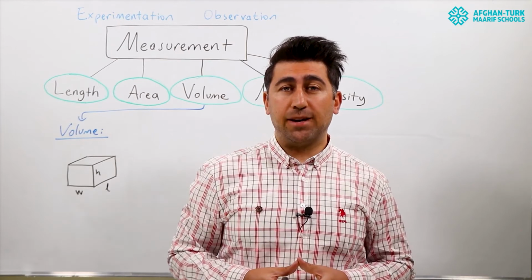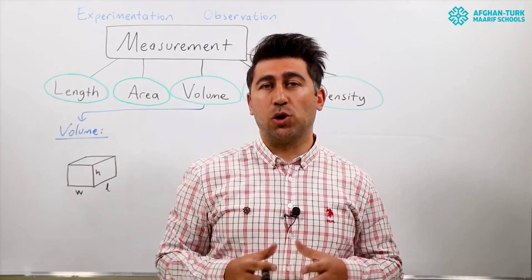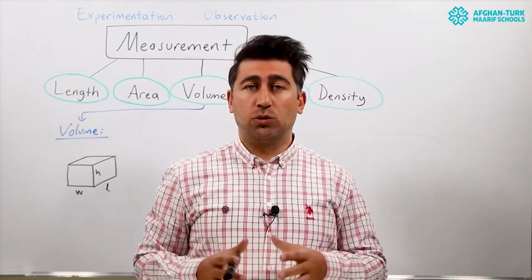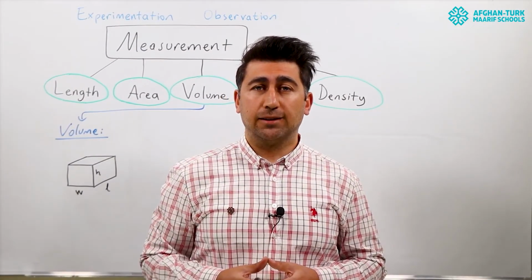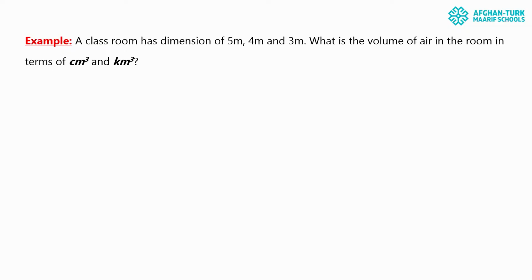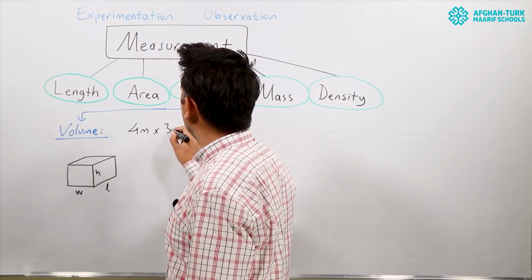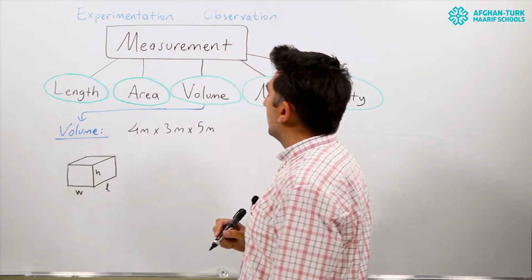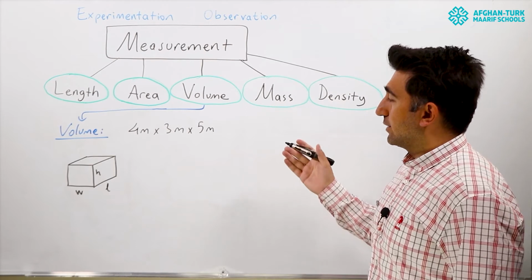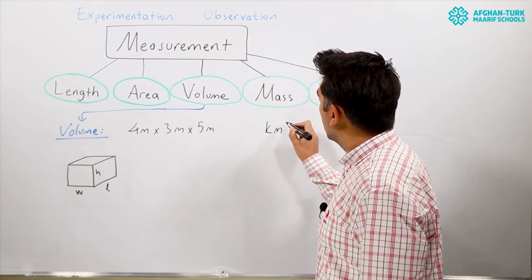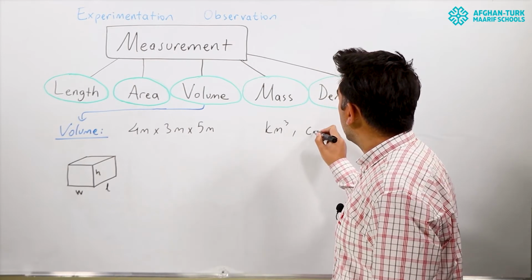The amount of space occupied by the object is called its volume. The SI unit of volume is meter cube. To find the volume, we usually multiply the base area with height. Let's say a room has a dimension of 4 meter times 3 meter times 5 meter. And we try to find the volume, and we have to convert it into kilometer cube and centimeter cube.